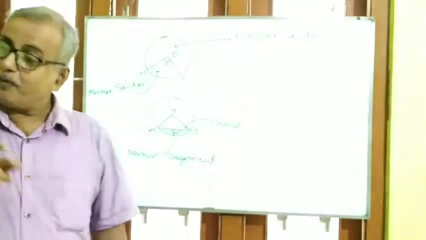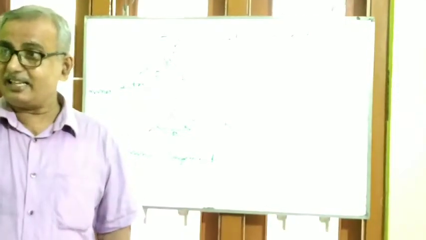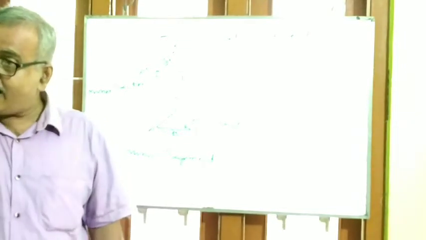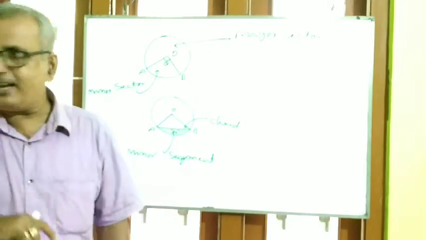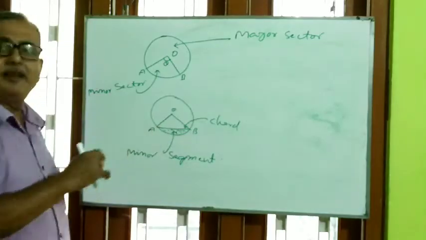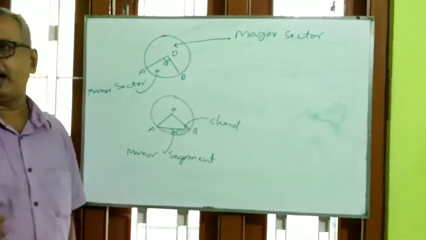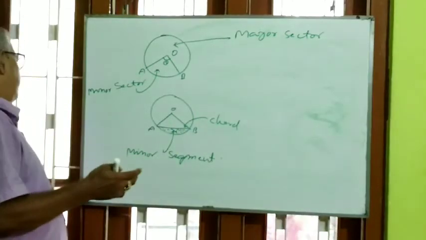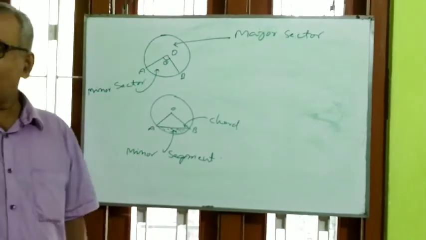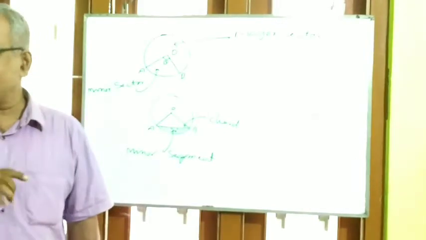What is a sector? A sector is a region inside the circle surrounded by two radii and an arc. What is a segment? A segment is a region surrounded by a chord and one arc. Finish? Now you talk about the segment or the sector.